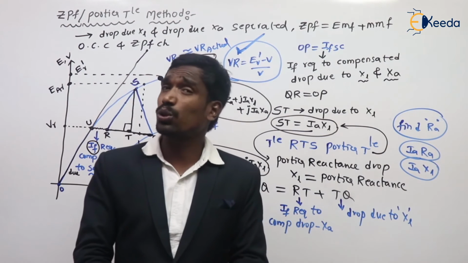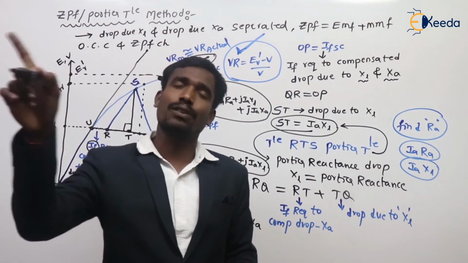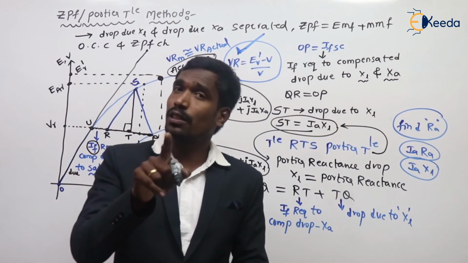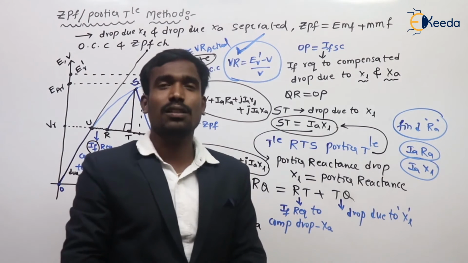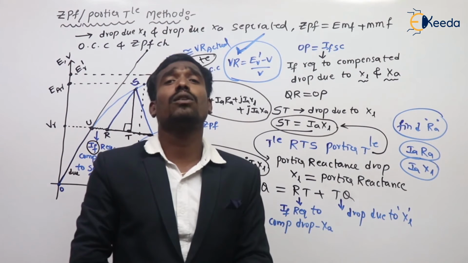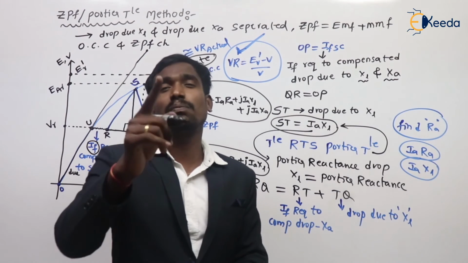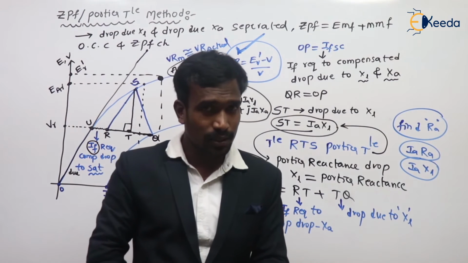But if they ask you a question, which of the following is the accurate method, then you have to give the answer ZPF method. If they mention in the question the most accurate method, then ASA method. Many times, in many competitive exams, if they ask which of the following is the accurate method, then ZPF is the accurate method. Are you okay? Listen, right?